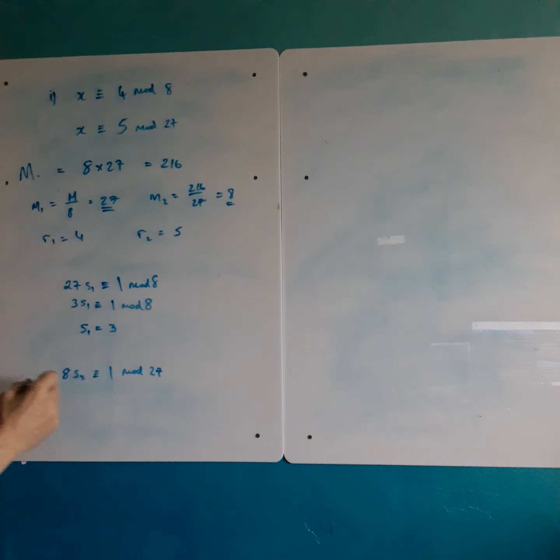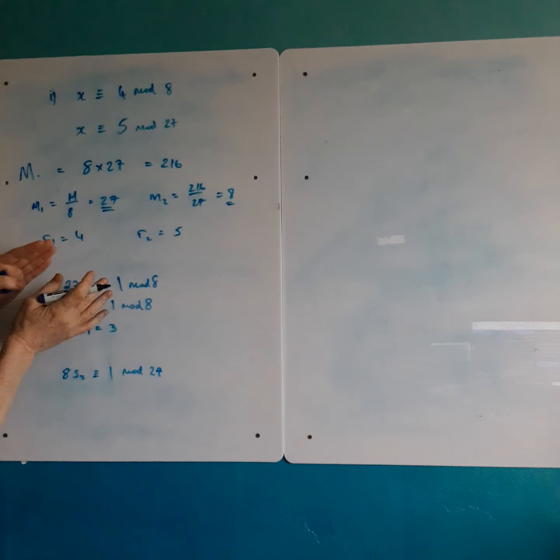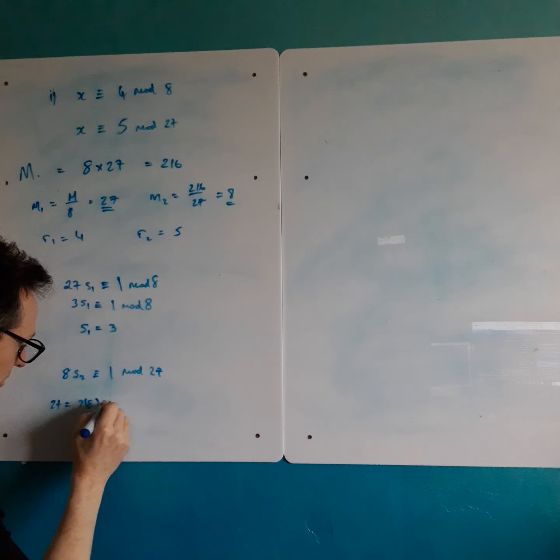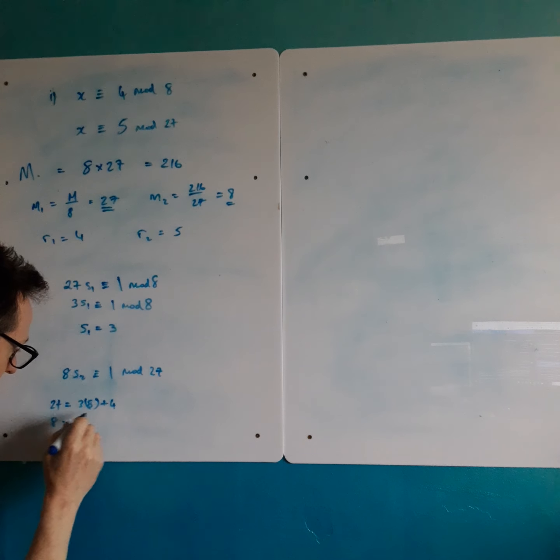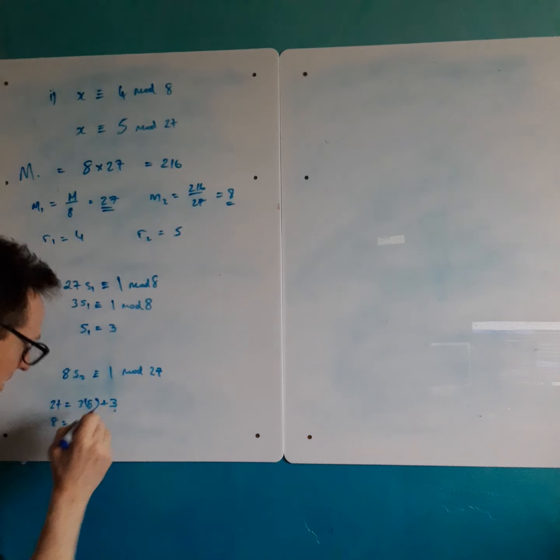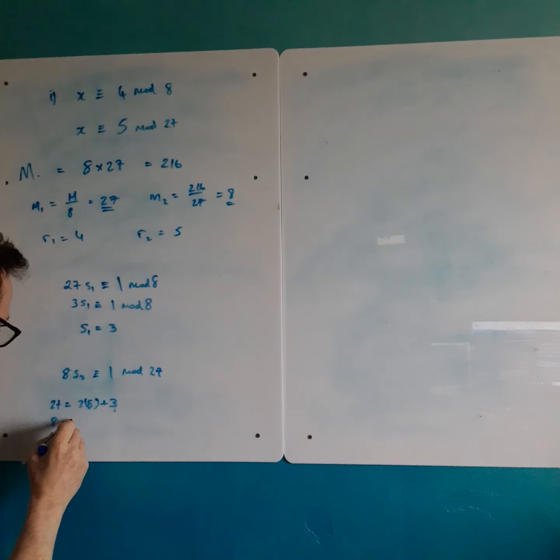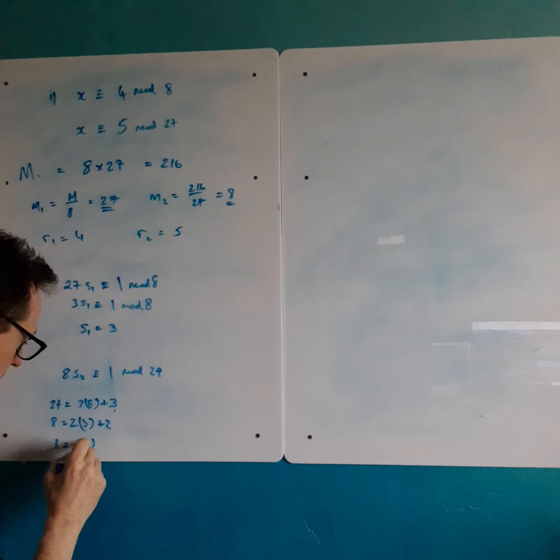The next one, I'm working mod 27, so I can't reduce it down. So I need the inverse of 8 mod 27. I might have to do an extended Euclidean algorithm to get this. So it's good to have both different types. You can see how you can do it in your head, and you can do the extended if necessary. So 27 is equal to 3 eights plus 3. 8 is equal to 2 threes plus 2, and 3 is equal to 1 two plus 1.